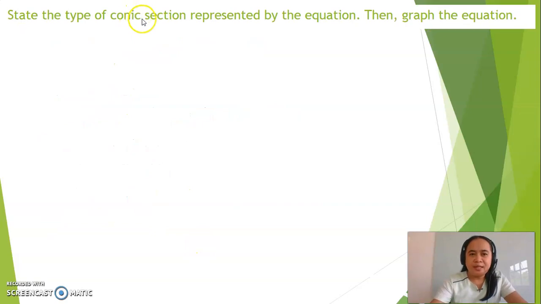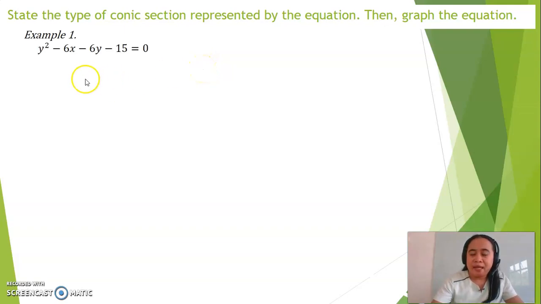State the type of conic section represented by the given equation, then sketch it. By inspection, it's only y squared that's given. So, therefore, this is a parabola. Making use of the discriminant, there's no xy term, so it's 0. Our A is 0 and our C is 1. So, indeed, it's 0. Therefore, it's really a parabola.